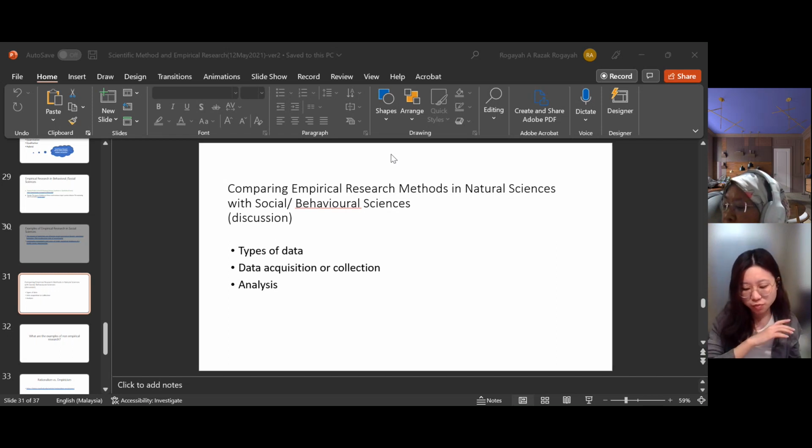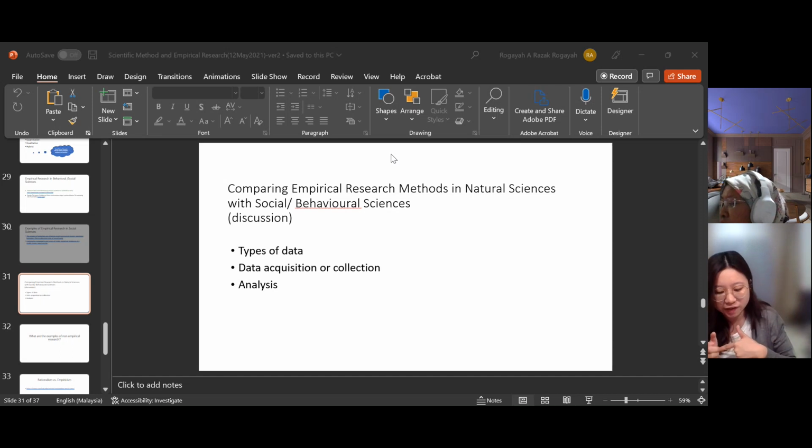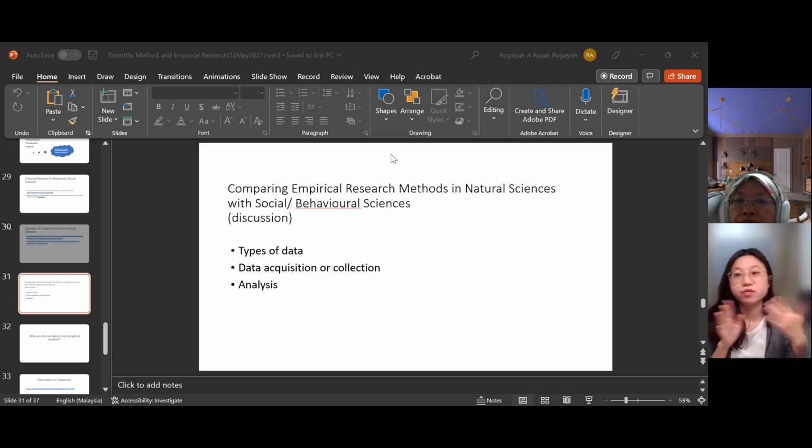And then social behavior would be not so precise data because we are researching certain behavioral changes.